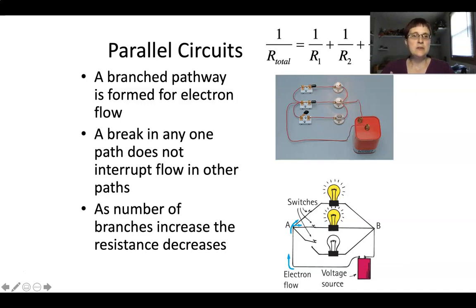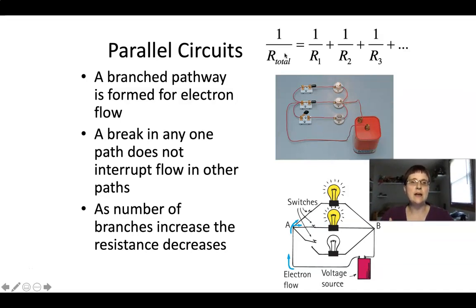So there's the equation if you're curious. Basically you still do the same thing. You're adding the resistances, but all of them are 1 over. So they're a fraction of the resistance. And then you take the fraction of it. So it's an insanely small resistance compared to a series circuit.